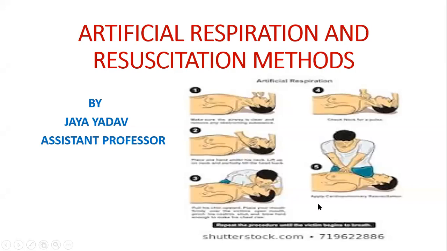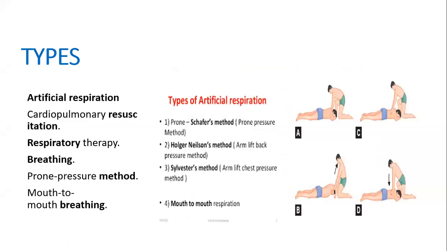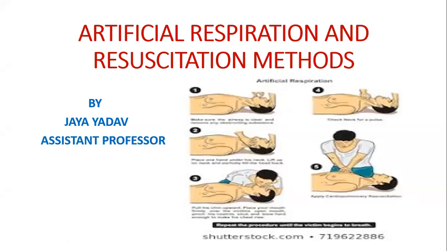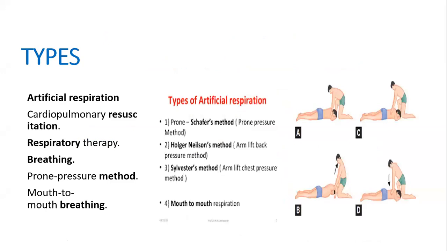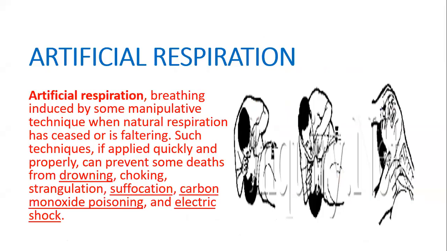Hello everyone. Today's topic is artificial respiration and the resuscitation method. First of all, what is artificial respiration? Artificial respiration is cardiopulmonary resuscitation, respiratory therapy, breathing, prone and pressure method, mouth to mouth respiration, and also the types of prone method, Holger method, Sylvester method, mouth to mouth respiration.